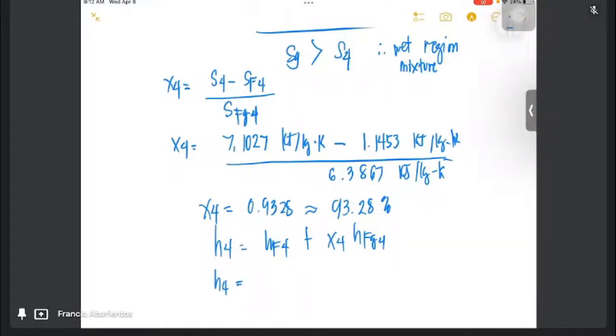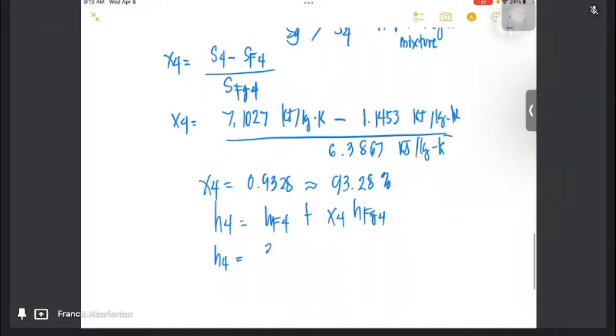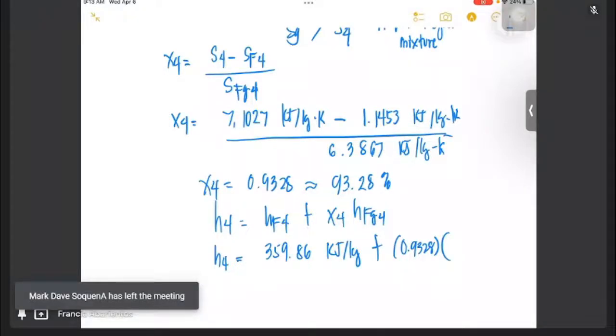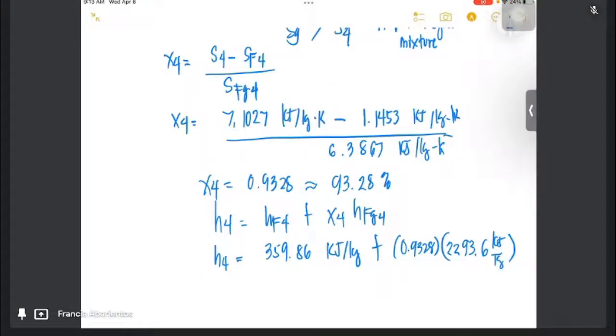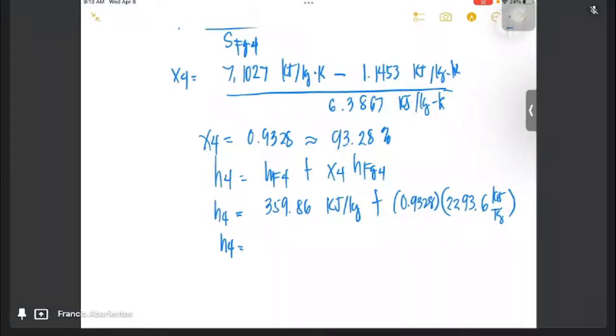Considering we have the equation. So the HF now is given at, calculator nyo na to pa sa 0.86 kilojoule per kilogram plus the quality ng HF4 natin 2293.6. Yan. So we have now the H4. What is now the H4? Or the enthalpy at 0.4.